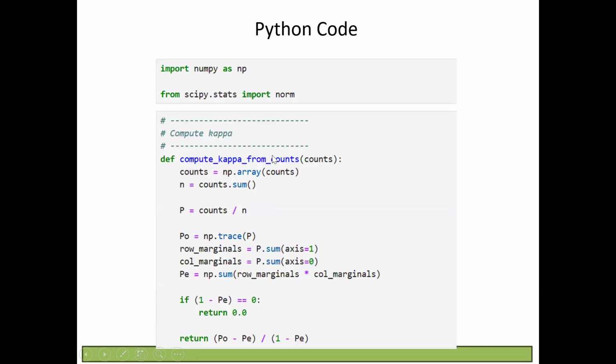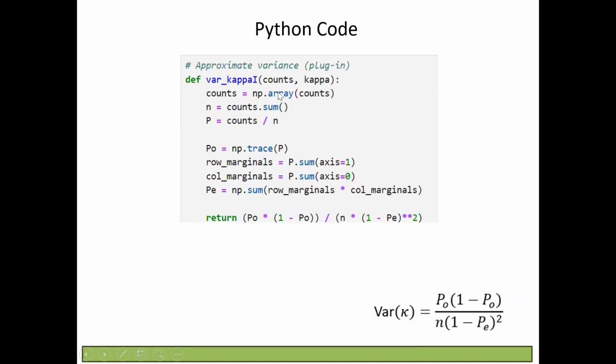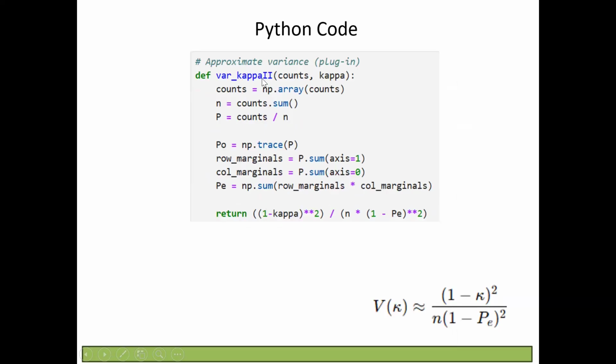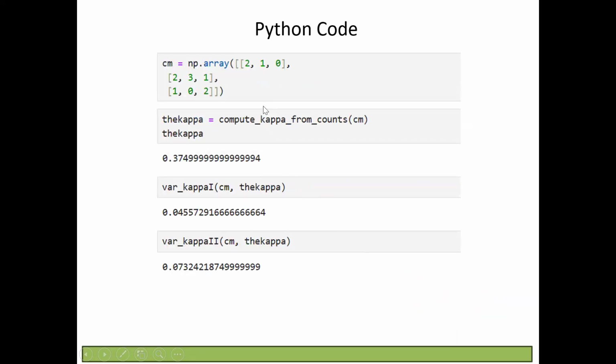So this is the Python code for calculation of kappa. This is the Python code for calculation of approximate variance using this formula. And this is the Python code for calculation of approximate variance using this formula. And this is the use of both these formulas for approximate variance, and the variance is very similar to the variance which we got by using the formula given by Fleiss.